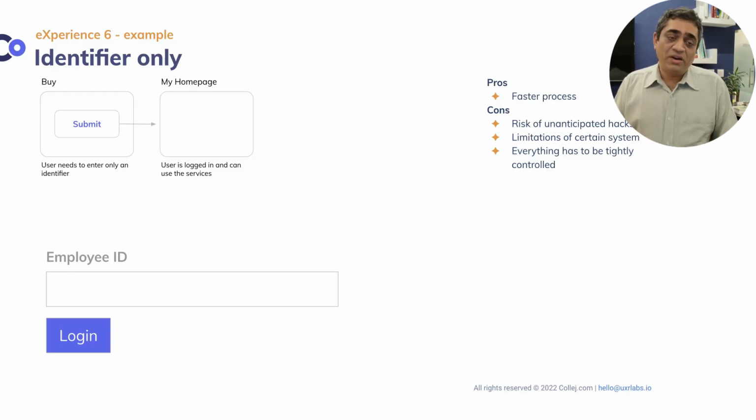Or it might also be a situation where, let's say, you are trying to enter your office and you just put in your fingerprint biometric, and that's just an identifier you're moving through. So again, the idea here is it's a faster process, but everything needs to be in control. The cons are, of course, if things are not in control, then you have the risk of unanticipated hacks. So you need to be thinking about that. Let's go on to the next slide, please.